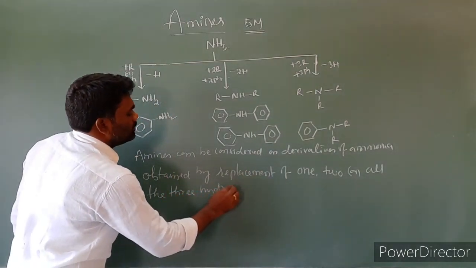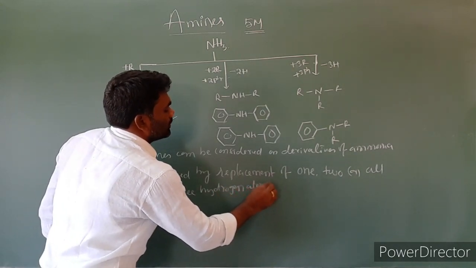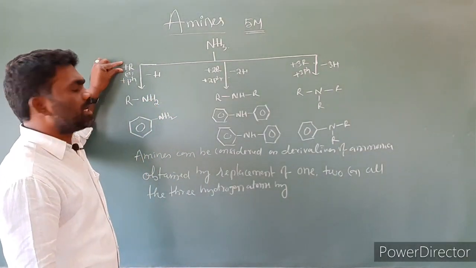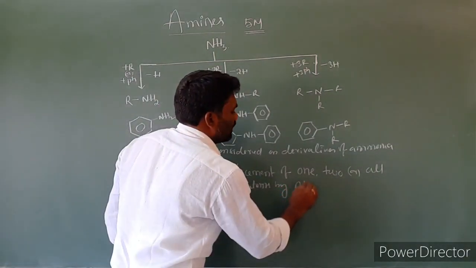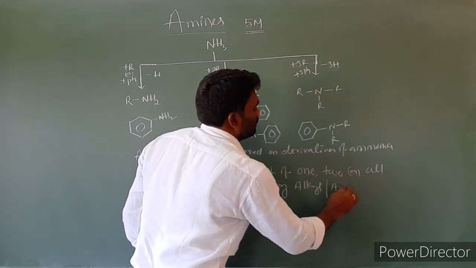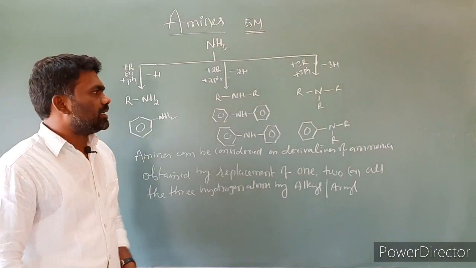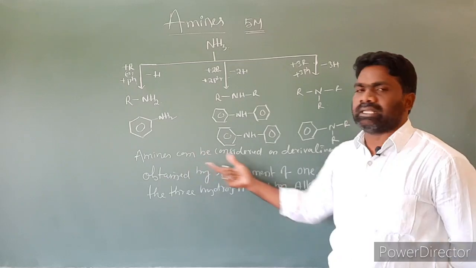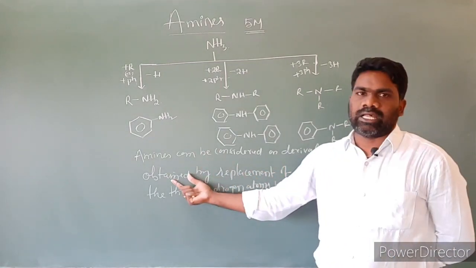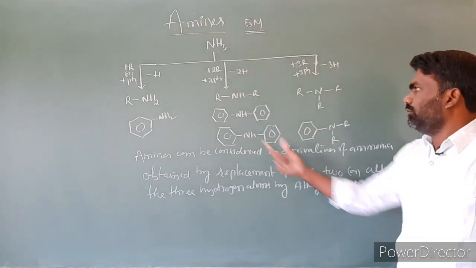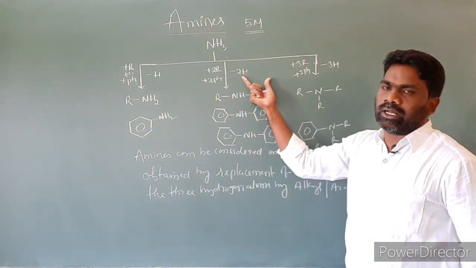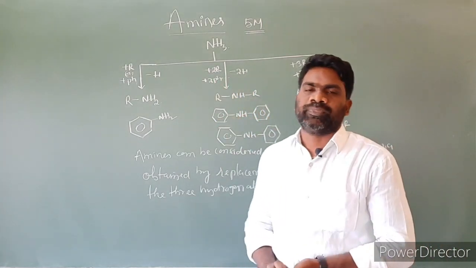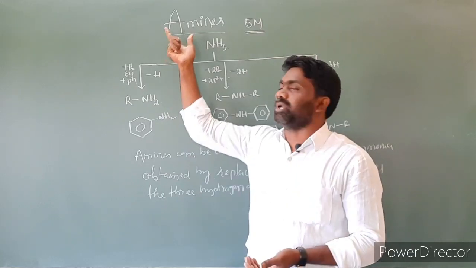All the 3 hydrogen atoms by whom? Alkyl groups or aryl groups? By alkyl or aryl. So this is a statement regarding the amines. So what is the statement? Amines can be considered as derivatives of ammonia obtained by replacement of 1 or 2 or all the 3 hydrogen atoms by alkyl groups or aryl groups. So this is the introduction regarding the amines.